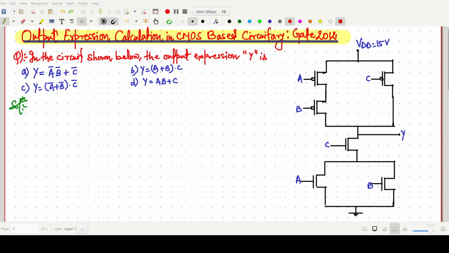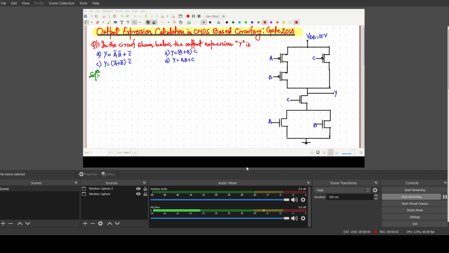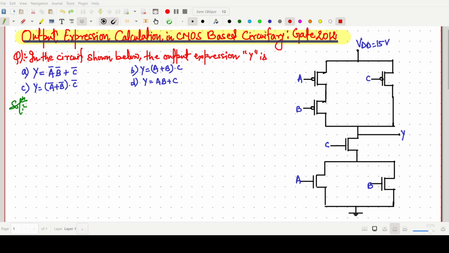Welcome everyone. In this video lecture, we will solve this GATE question, which is based on the output expression calculation in CMOS circuitry. As shown, the circuit is shown here. We have to find out the output expression, that is, this Y. We have to find this output expression in terms of the inputs A, B, C.